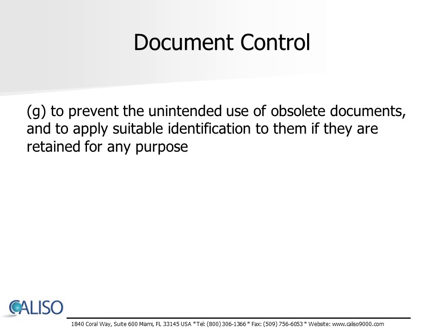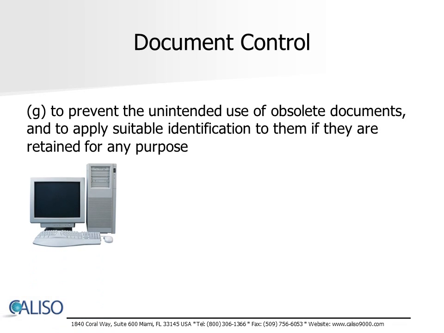And finally, letter G requirement is to prevent the unintended use of obsolete documents and to apply suitable identification to them if they are retained for any purpose. This requirement can be met in several ways. Electronically, the documents can be moved to an obsolete or history folder. Care must be made that obsolete documents are not accessible to the general staff in the shared drive.